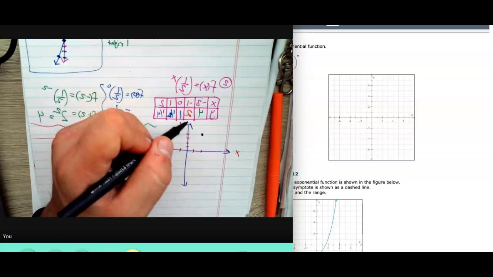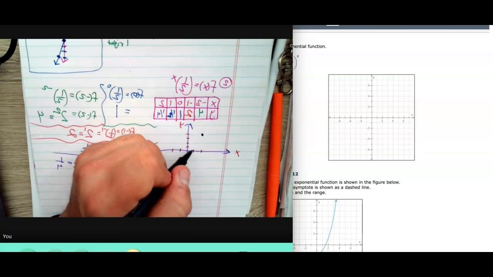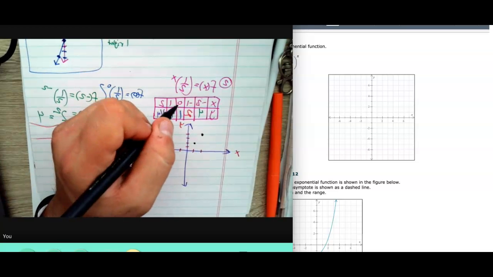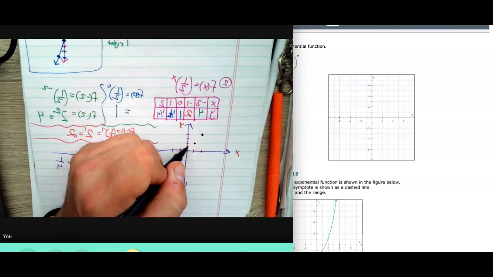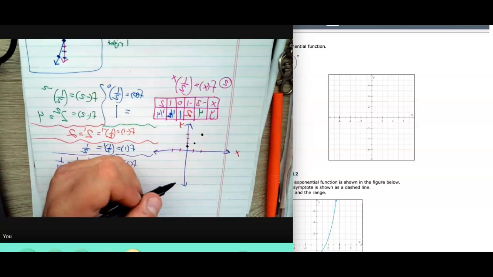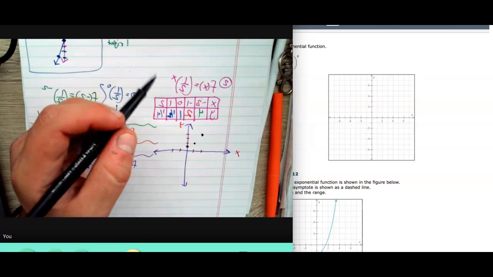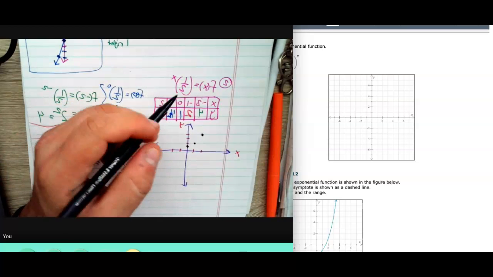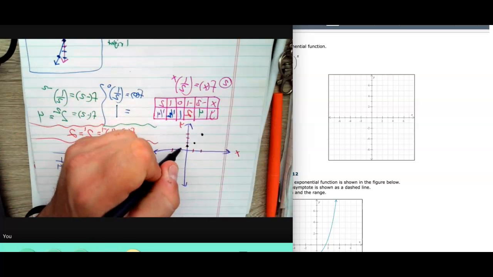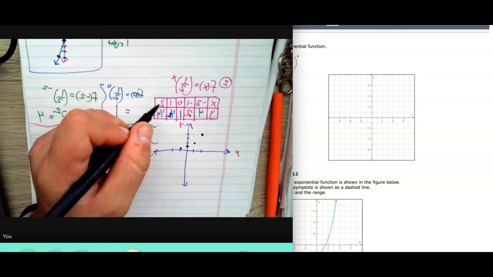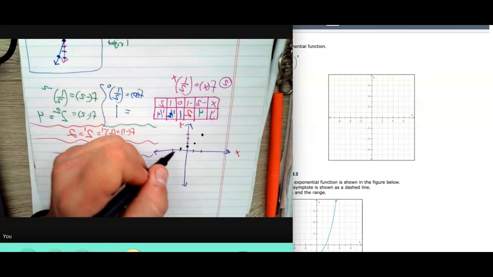And this next point, -1, 2, left 1, up 2. Left 1, up 2 lands me there. And the next point, 0, 1, stay in the middle but go up 1. And then the next point is 1 and 1/2, so that's right 1 and up 1/2 space. And the next point, 2, 1/4, that's right 2 and up 1/4 of a space.